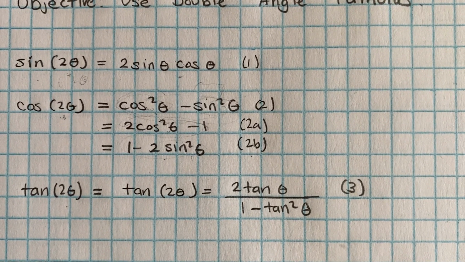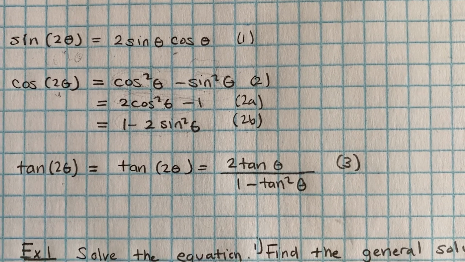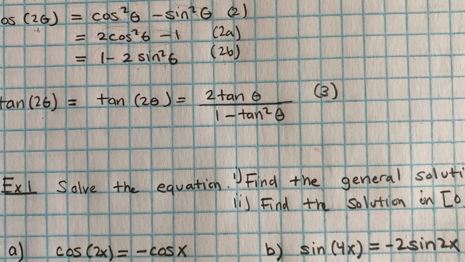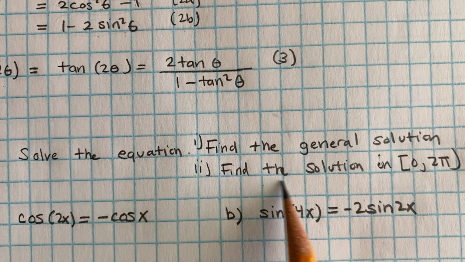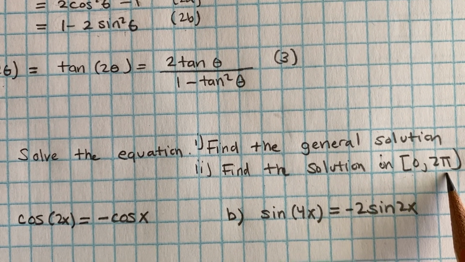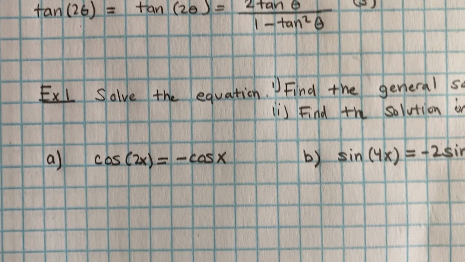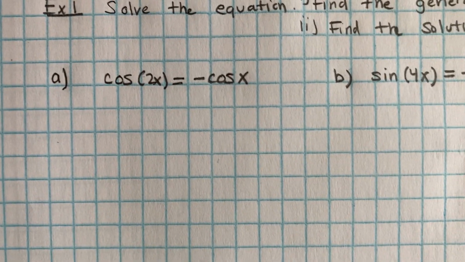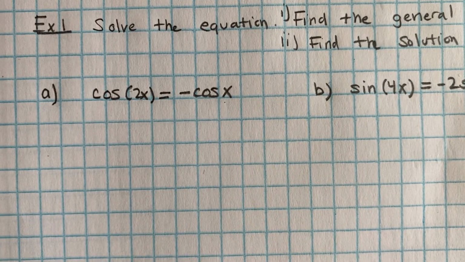Okay. All right, so I'm going to have two examples here in the beginning that involve solving equations. So we're going to solve the equation. We're going to find the general solution, and we're going to find the solution on the interval from 0 to 2 pi, non-inclusive for the 2 pi. So let's start with example 1a here. I have cosine double angle x is equal to negative cosine x.